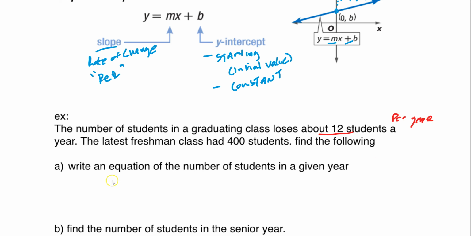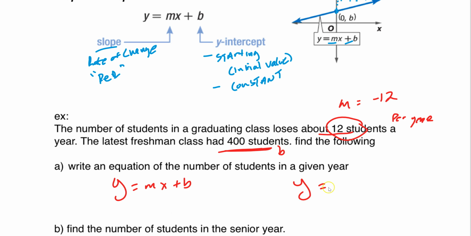So if I'm writing an equation for this, I'm going to do y equals mx plus b. And this is going to be my m. Now I lose 12 students, so m is actually equal to negative 12. And I start off with, my first class has 400 students. That's our starting value, so that's our b. So if I'm writing this equation, y equals negative 12x plus 400. Where x is the number of years, and y is the number of students.